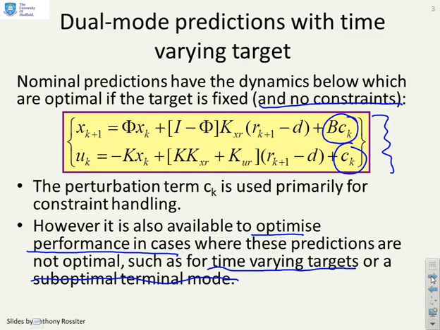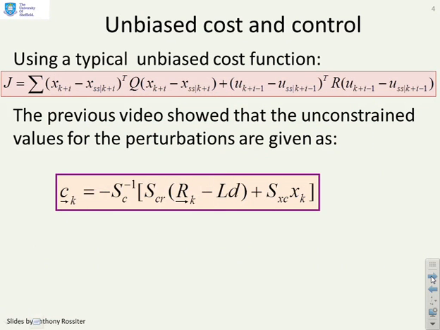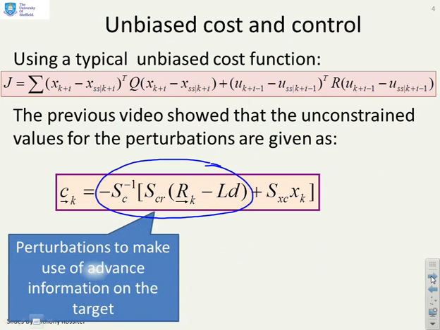So the key thing is these perturbation terms will be non-zero when you have time-varying targets, and that was shown in the previous video. So if we have a typical unbiased cost function, there it is there, then what we showed is that if you minimize that, then the perturbation term on the control law has a very particular dependence on the future targets. So we have a perturbation term to make use of advanced information on the target. So it says, you've given me some information, how do I need to change my control law to make use of this information? And this tells you explicitly what you do.